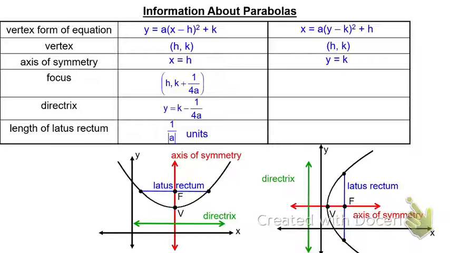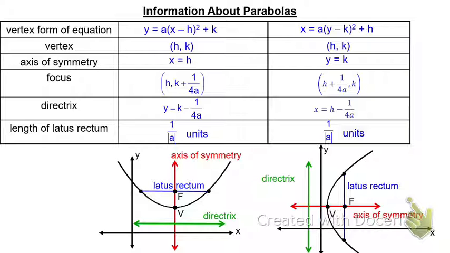The focus, you're still going to use the 1 over 4a, but notice now the focus is to the right. To get it to the right, we're going to have to add the 1 over 4a to the h value. So that's going to be the coordinate (h plus 1 over 4a, k). And because the directrix is to the left, that means we're going to subtract it. So x equals, a vertical line, h minus 1 over 4a. Now the latus rectum is still going to be the reciprocal of the stretch factor, so it's still going to be 1 over the absolute value of a.